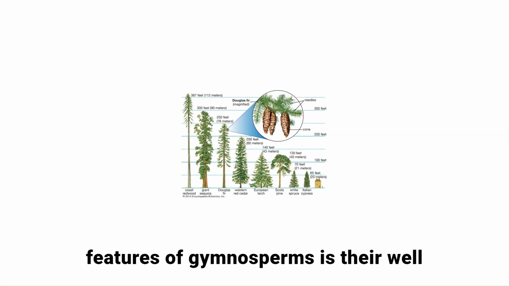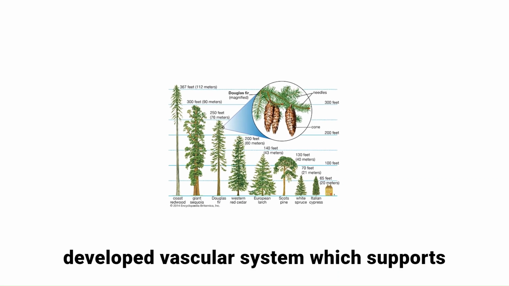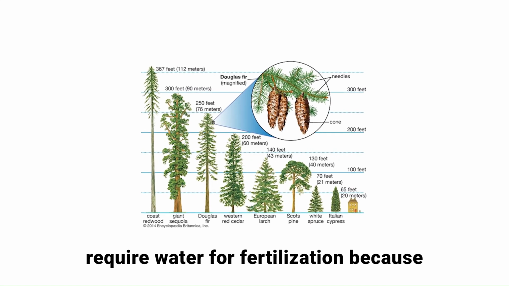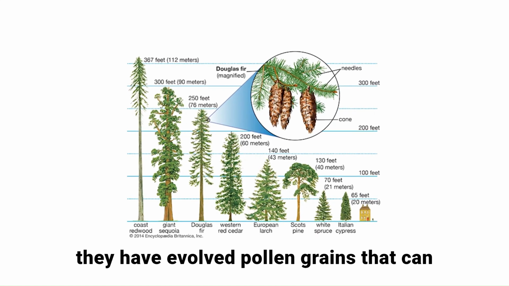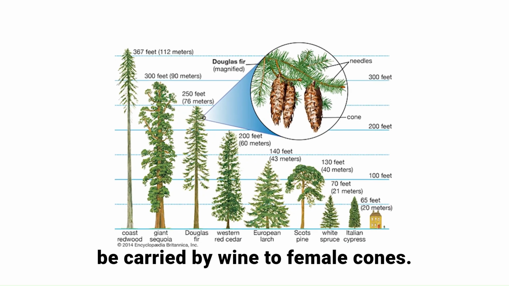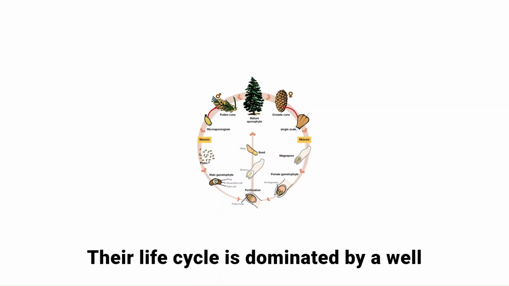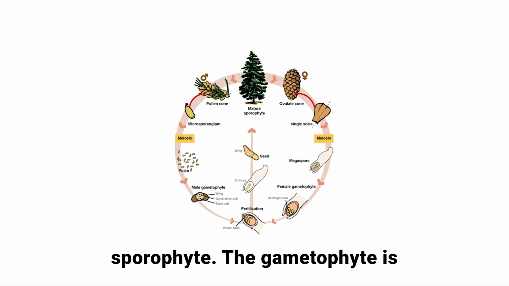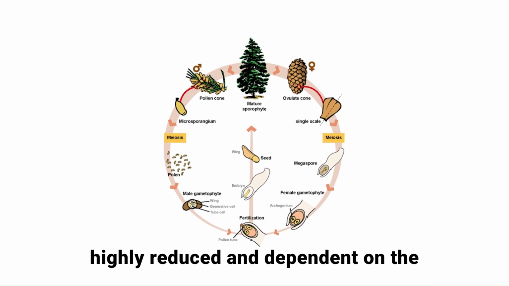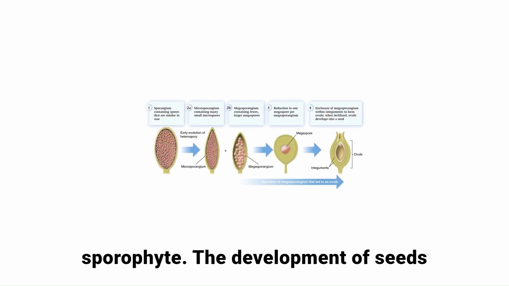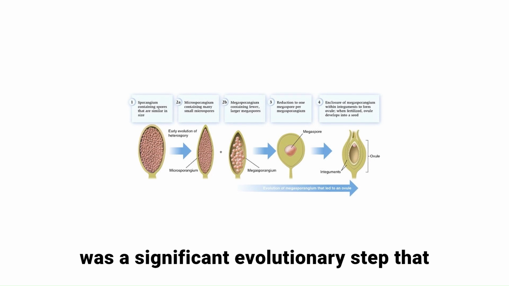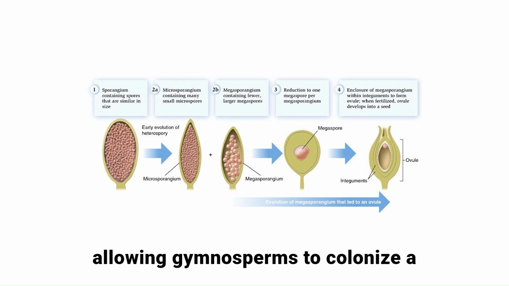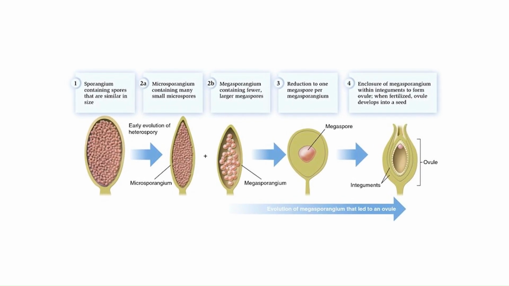One of the most striking features of gymnosperms is their well-developed vascular system, which supports large plant bodies. They do not require water for fertilization because they have evolved pollen grains that can be carried by wind to female cones. Their life cycle is dominated by a well-differentiated and independent sporophyte. The gametophyte is highly reduced and dependent on the sporophyte. The development of seeds was a significant evolutionary step that provided better protection and nourishment to the developing embryo, allowing gymnosperms to colonize a variety of terrestrial habitats.